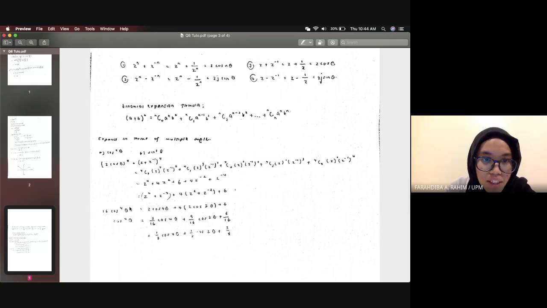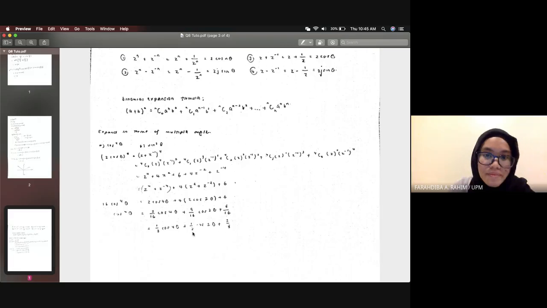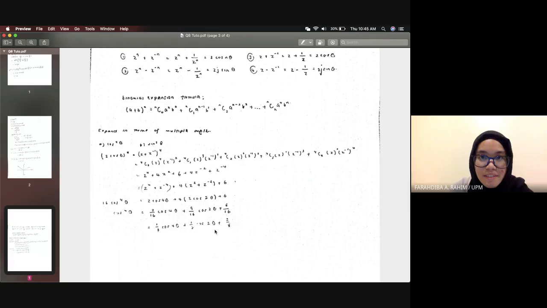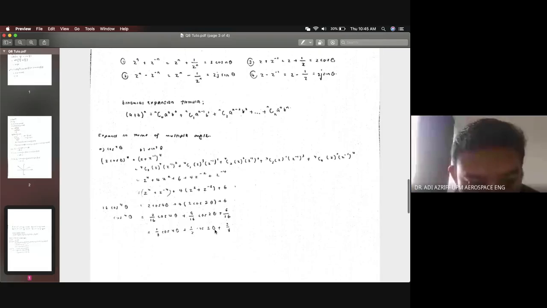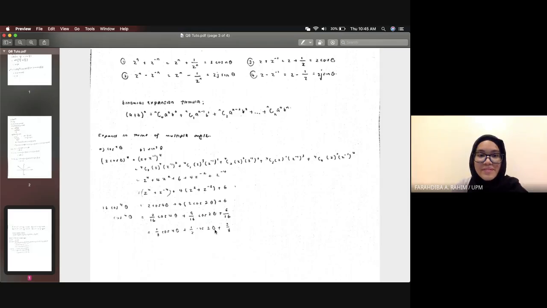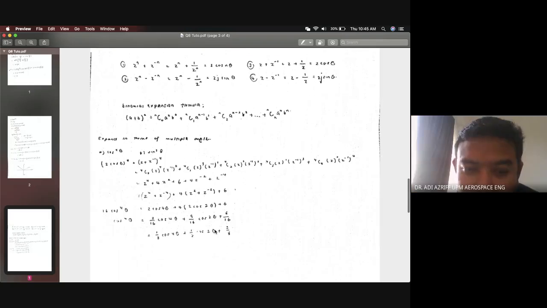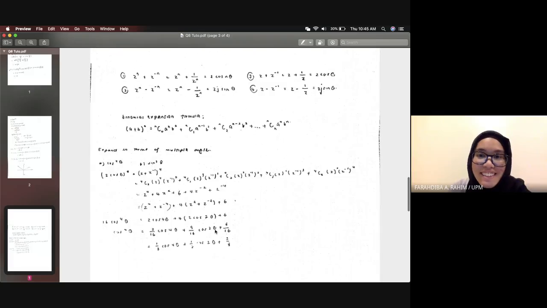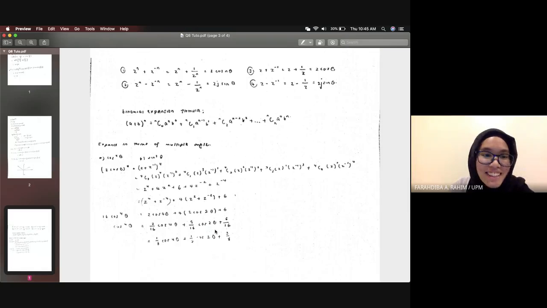And then for this one, I just expand 2 cos theta to the power of 4, and I get this. The question just wants us to find cos 4 theta, so I divide everything by 16, and this is the final answer. This one is cos 2 theta. Okay. Any question? Okay, proceed. Is there another one? One more last one. Okay.